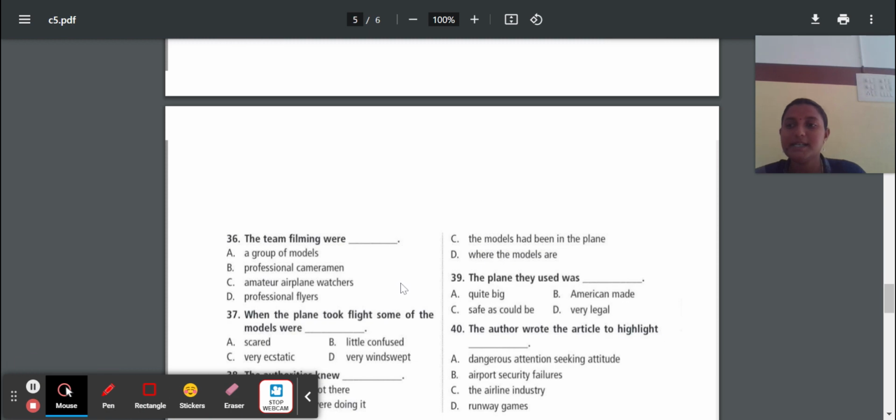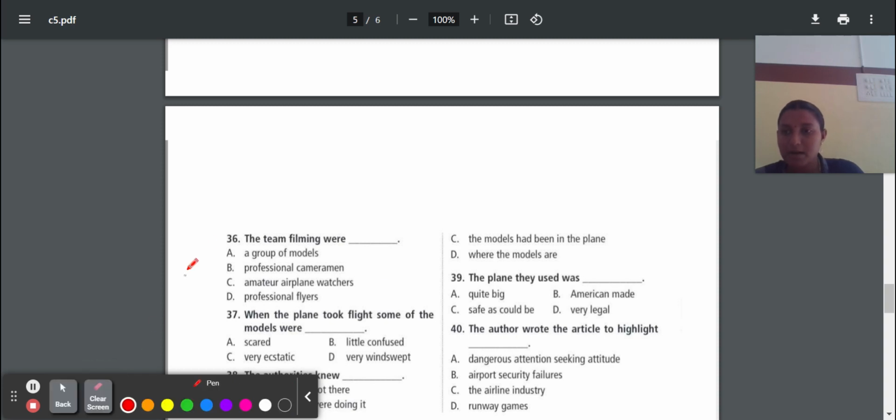Question number 36. The team filming were dash. Option A, a group of models. Option B, professional cameramen. Option C, amateur airplane watchers. Option D, professional flyers. Answer for the question 36 is option B, professional cameramen.